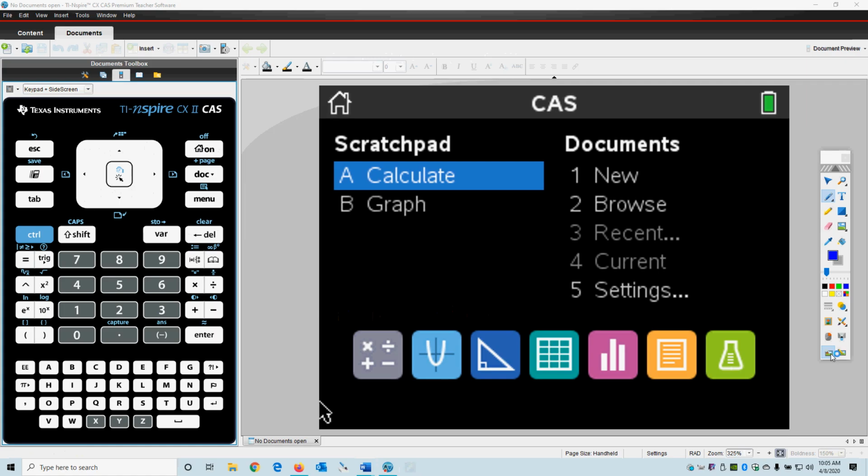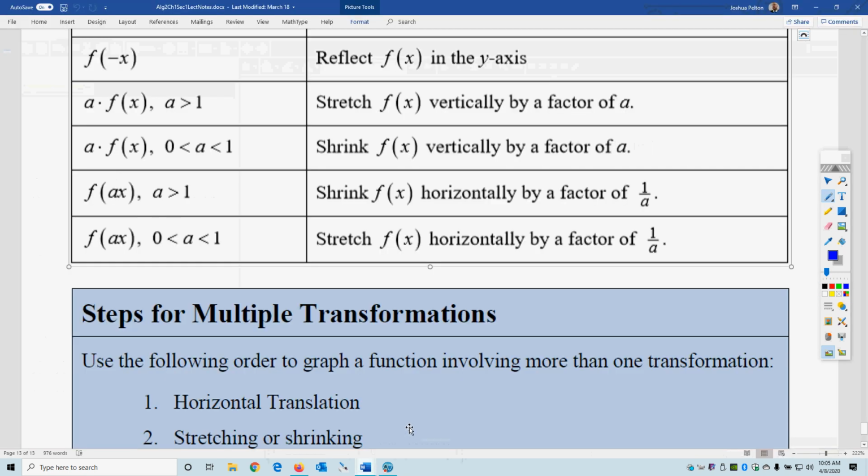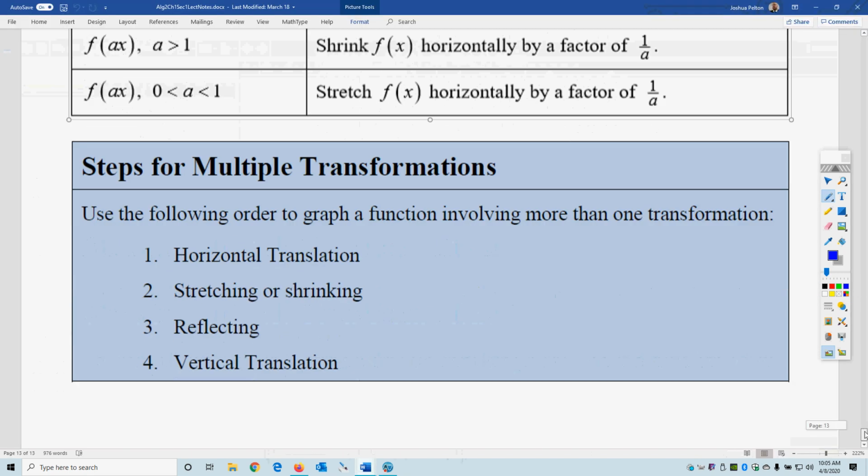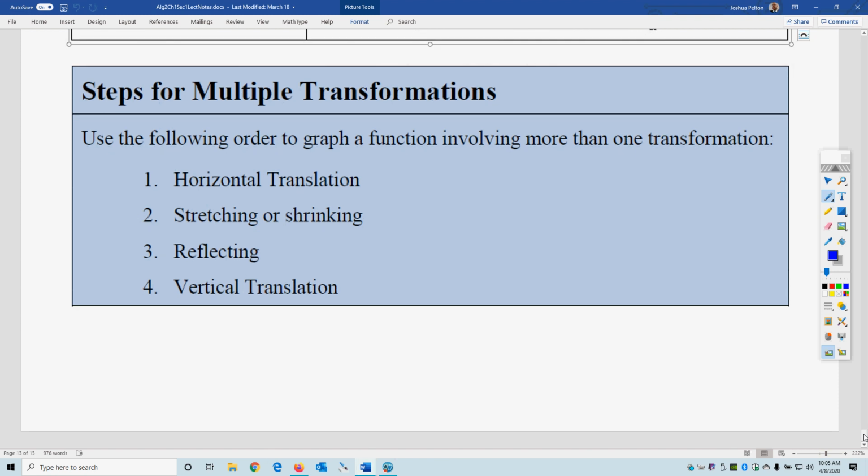Keep in mind when doing multiple transformations, the order of transformations still applies. Horizontal translations first, scaling, which is stretching and shrinking, comes second. Reflection is third. Vertical translations is fourth.